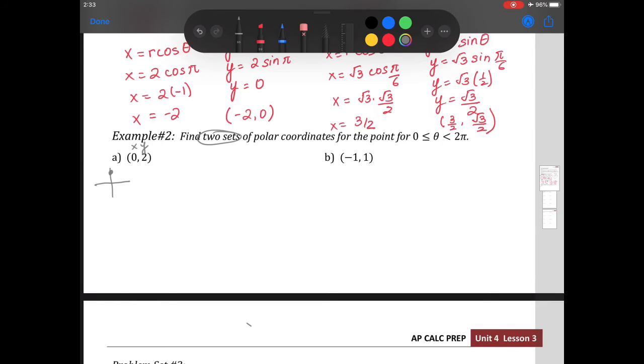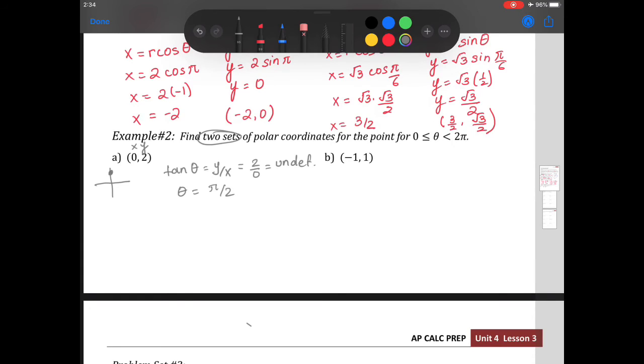I have to write two ways. First I'm going to find my angle. Tangent theta is y over x, which is 2 over 0, which is undefined. Where is tangent undefined? Tangent is undefined at pi over 2, and actually 3 pi over 2, but if the point is here, it's just pi over 2. I can't talk about it in the other direction.